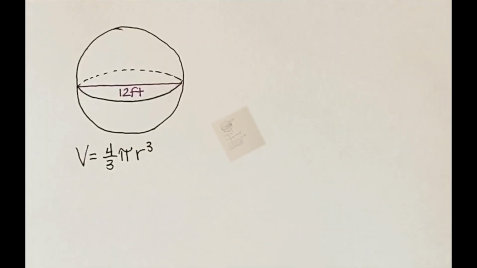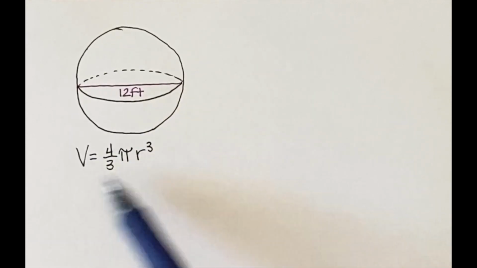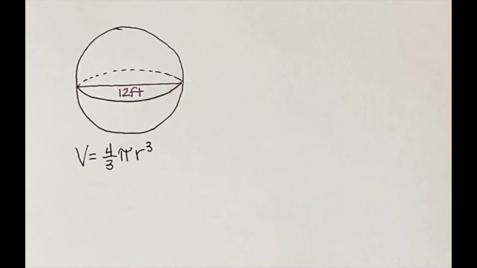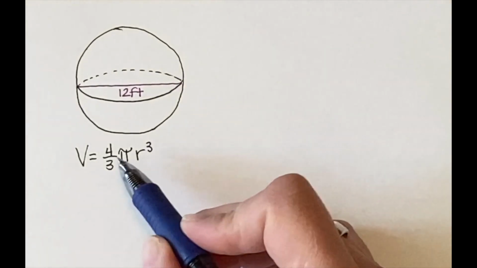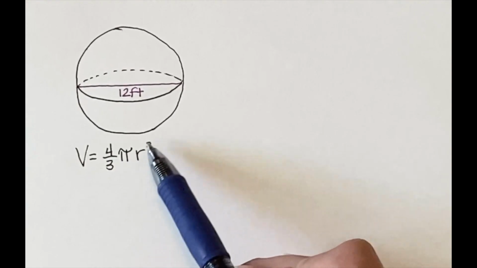Nice! Thanks, Mrs. Savage. Check out this huge beach ball that I just drew. It has a 12-foot diameter. So now we're going to plug this information into the formula for the volume of a sphere to figure out how much air this beach ball can hold. So we know that the volume of a sphere, again, is 4/3 times pi times the radius cubed.